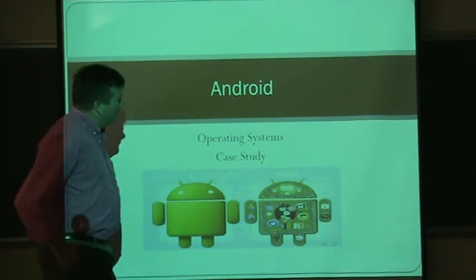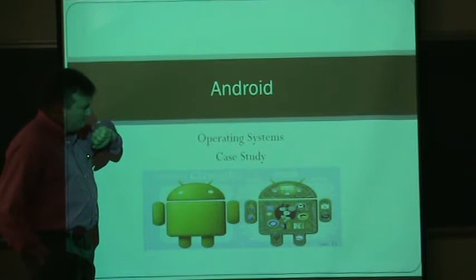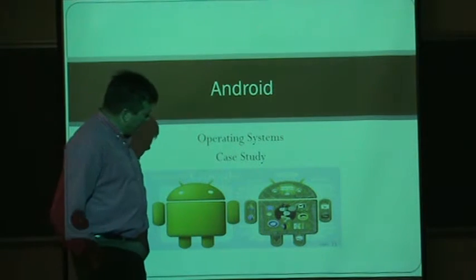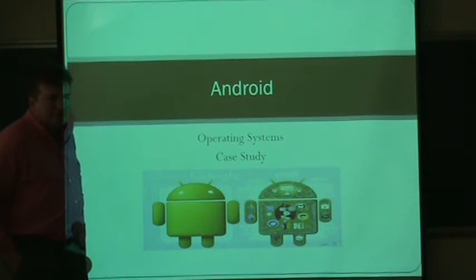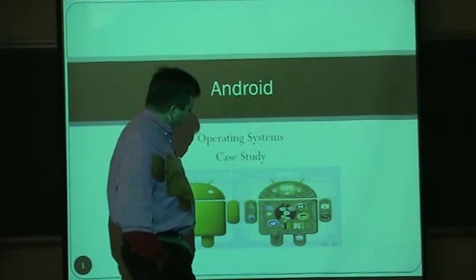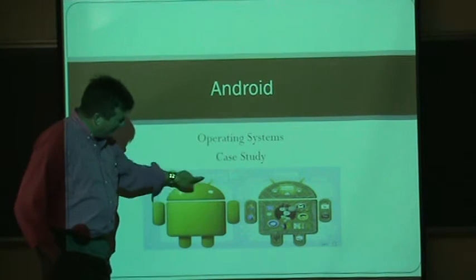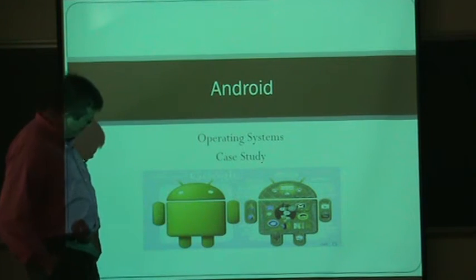So we'll cover a case study on the Android operating system. Our goal in this talk is basically just to look at how a particular operating system does some of the things we've learned in our class. So this is the symbol for Android. I don't know if it's supposed to make you want to buy the product.